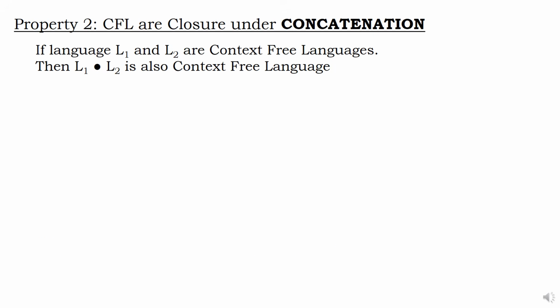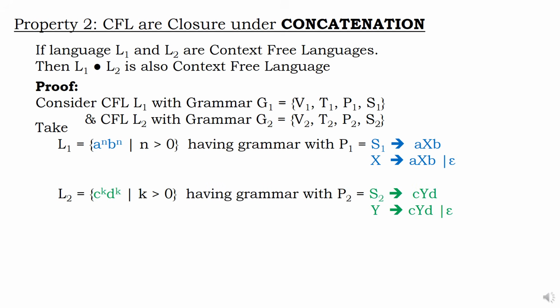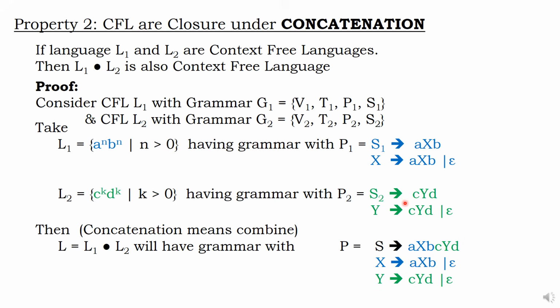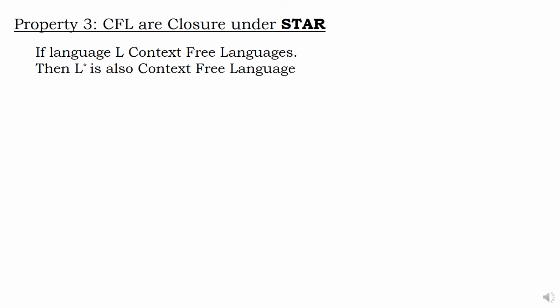Let us go for concatenation. It is also closure. How? Take the same grammar rules and the same example, a power n, b power n, and one more, c power k, d power k. Now I concatenate the two grammars. If you can concatenate two grammars, definitely you can concatenate two languages also. Yes, sir, possible. Then it is closure under concatenation. That's all.